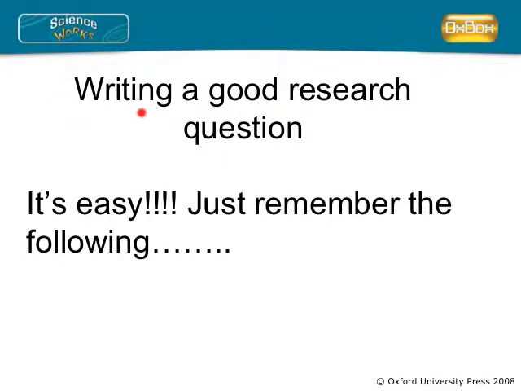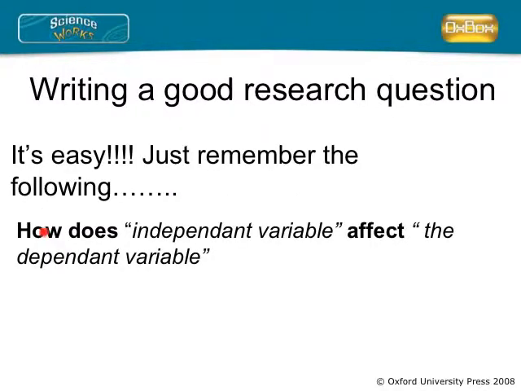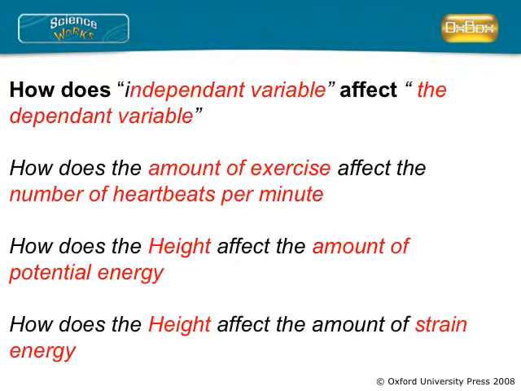Now, writing a good research question, even though that's not what we're doing in this particular experiment, it's important that you look at the research question and find the key sections so that you can then answer the research question clearly. Now, writing a good research question is easy. You just have to remember the following sentence. How does independent variable affect the dependent variable? So basically, you just have to fill in the blanks, okay? And that will give you a really easy and clear research question.